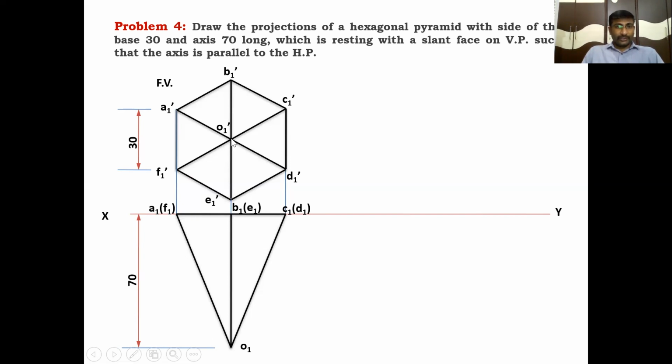What are those? O1 dash to F1 dash, O1 dash to D1 dash, and O1 dash to E1 dash. These are invisible. That's why I'm locating those points in brackets. Clear?